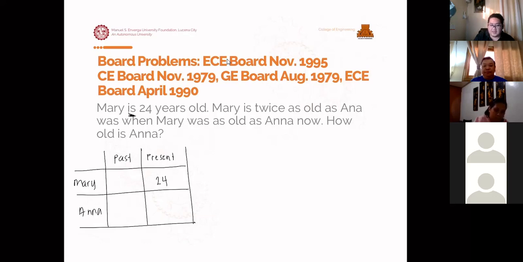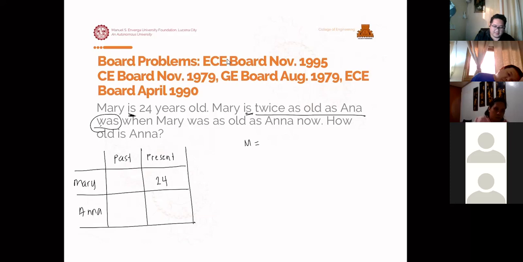So, yung age ni Mary, let's say, M na lang gamitin natin. Mary is, yung is now term. Ang is sa algebra is usually equal sign niya. Okay? Sabi, twice as old as Anna was. Was. Twice as old as Anna was. Okay? So, ibig sabihin, twice as old nung age ni Anna nung past.